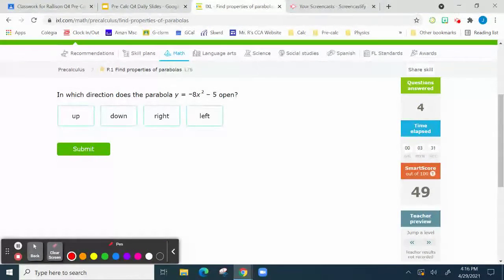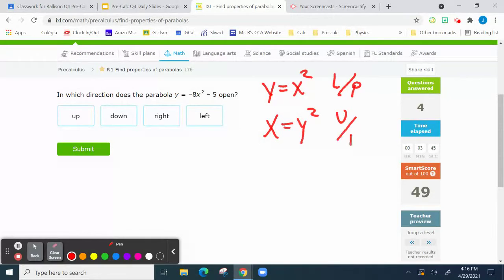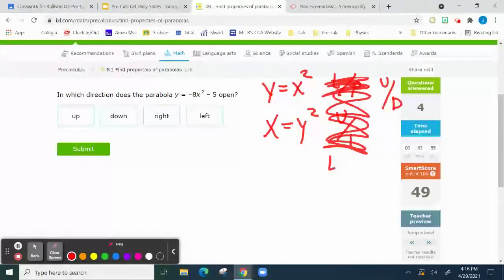y equals -8x squared open? So remember, y equals x squared. That's left and right. And x, because this is the weird one. We're used to y equals x squared. So x equals y squared, that is up and down. Oops. I just gave you totally wrong information. Y equals x squared is up and down, and x equals y squared is left and right.